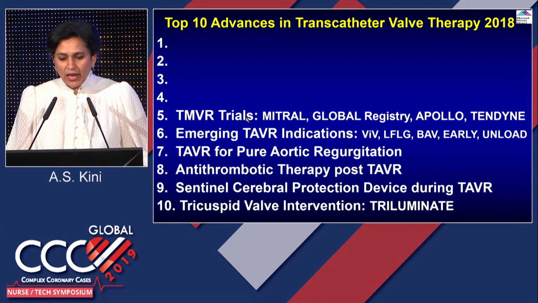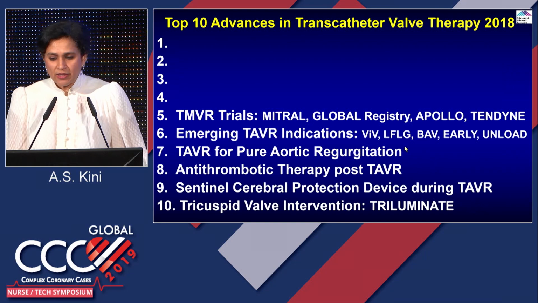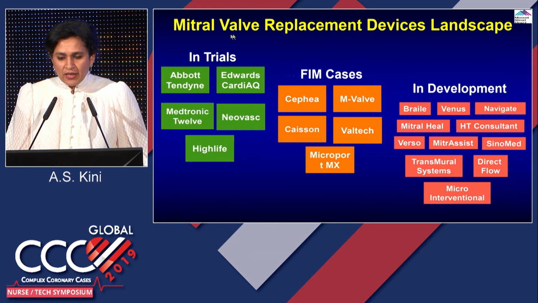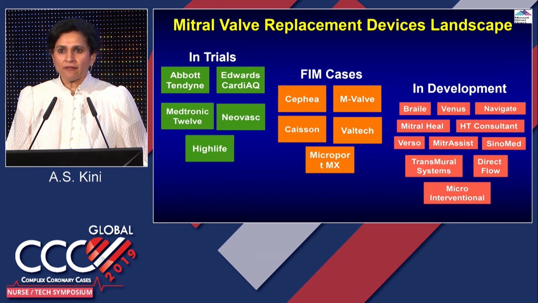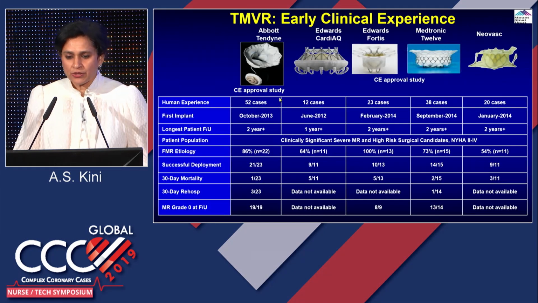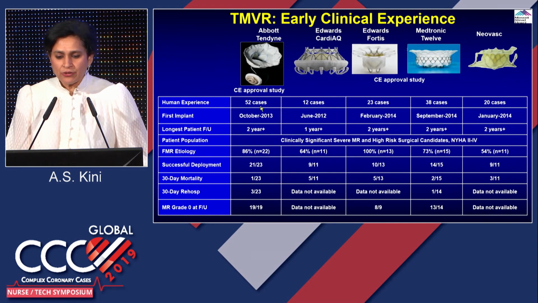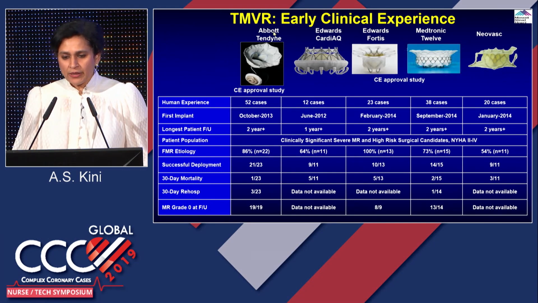Coming quickly to the trials of the mitral valve, if you see here, the landscape of mitral valve replacement and the devices. The number of devices that are out there just goes to show the mitral valve is a complex valve. There's no single valve yet to say, this is the valve that we are going to use. It is just a very complex disease. Two valves are in trial, the Abbott Tendyne valve and the Medtronic Intrepid. We are actually part of this particular trial, which is called the Apollo trial, and I'm going to show you what it is.